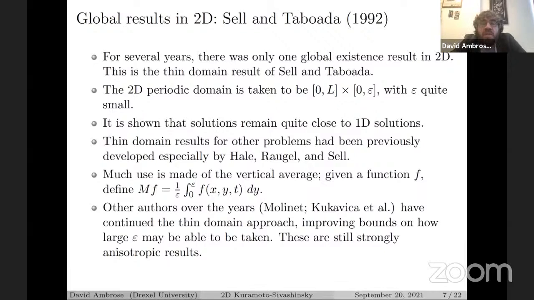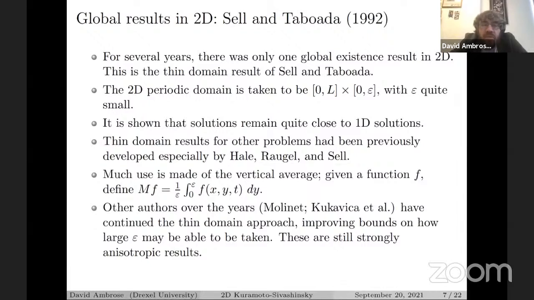So in 1D, by all these results, by Nikolenko, Schorer, Tamam, Tadmor, Goodman, and others, you know that solutions exist for all time, regardless of the size of the domain L. And then in 2D, you take an arbitrary length L for one dimension of your torus, but then based on L, you make the second dimension quite small. And it's shown, and so it is a 2D result, but it really is showing that the 1D dynamics dominate. Thin domain results like this have been previously developed by Hale and Raugel and Sell.